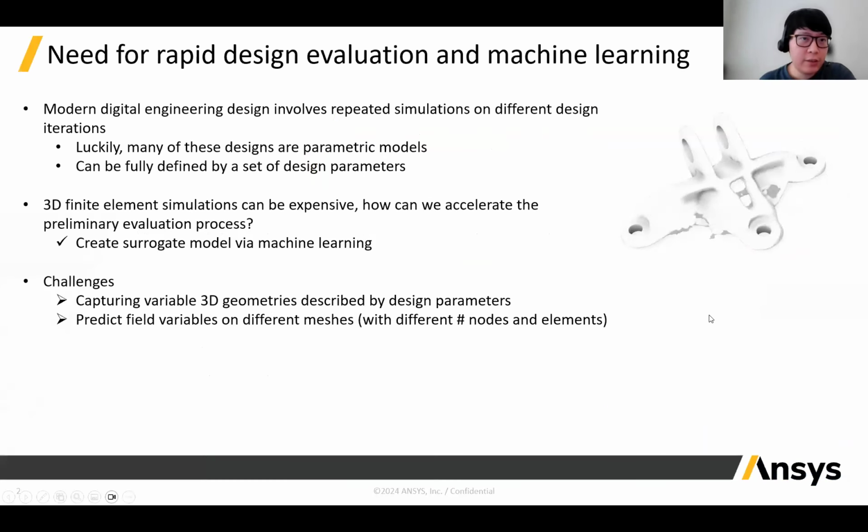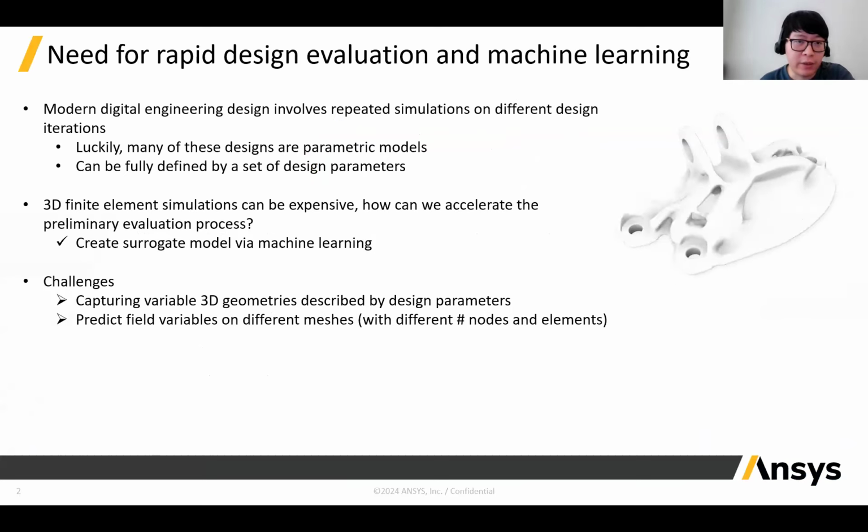So let's talk a little bit about why there's a need for rapid design evaluation and a space for machine learning. We all know that modern day digital engineering design involves repeated simulation on different design iterations. A lot of these designs that we typically encounter in engineering are parametric models, meaning that these models are defined by a set of design parameters.